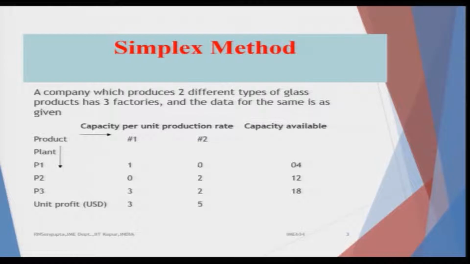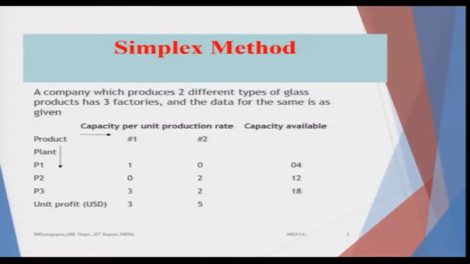Finally, when you come to plant 3, it has 18 total units of capacity utilization. Consider that each unit of product 1 requires 3 units of capacity utilization, and each unit of product 2 requires 2 units of capacity utilization. If I consider this production, obviously there would be a profit. So I am considering the unit profit, which I calculate using the concept of selling price and cost price.